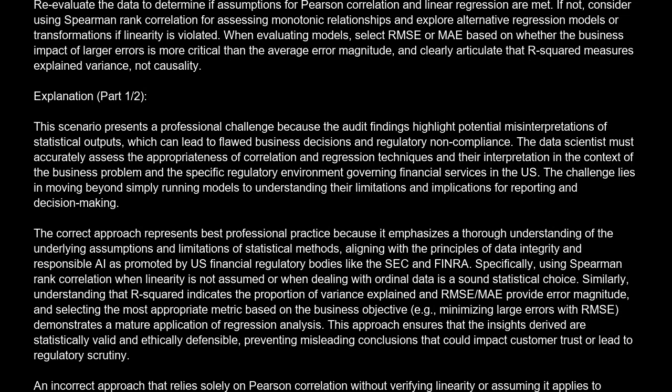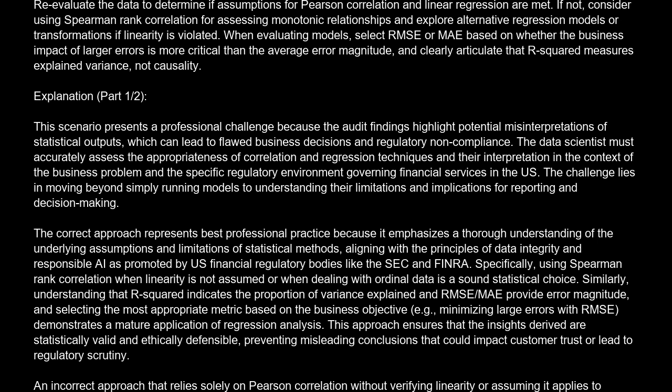The correct answer is B. Reevaluate the data to determine if assumptions for Pearson correlation and linear regression are met. If not, consider using Spearman rank correlation for assessing monotonic relationships and explore alternative regression models or transformations if linearity is violated. When evaluating models, select RMSE or MAE based on whether the business impact of larger errors is more critical than the average error magnitude, and clearly articulate that R-squared measures explained variance, not causality.